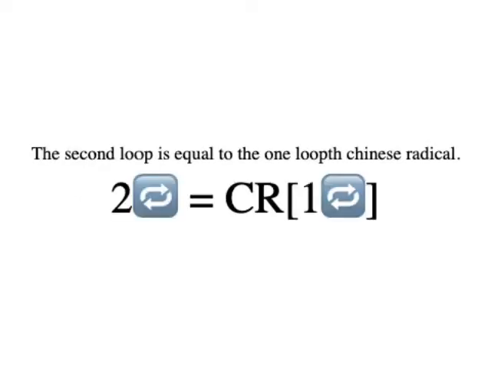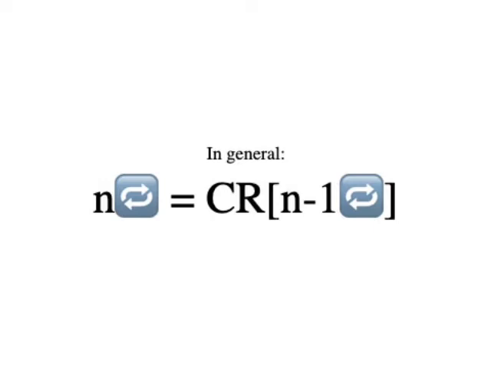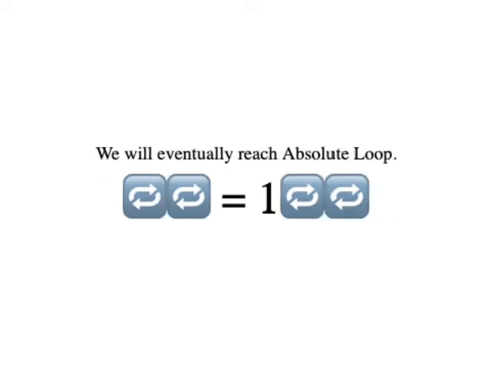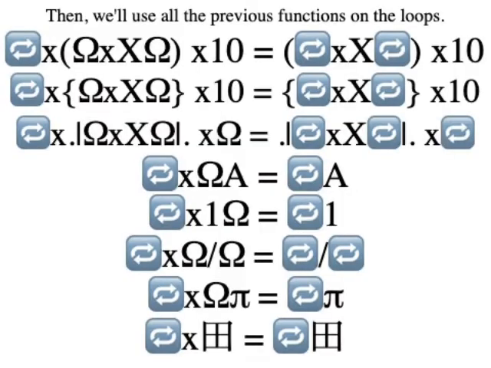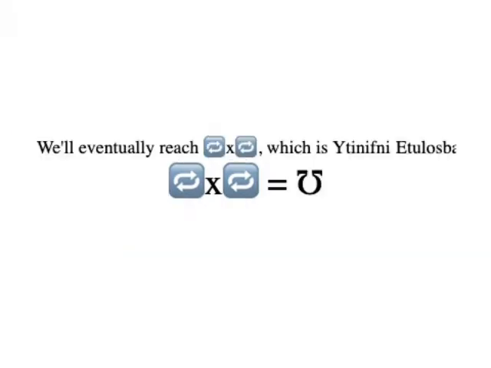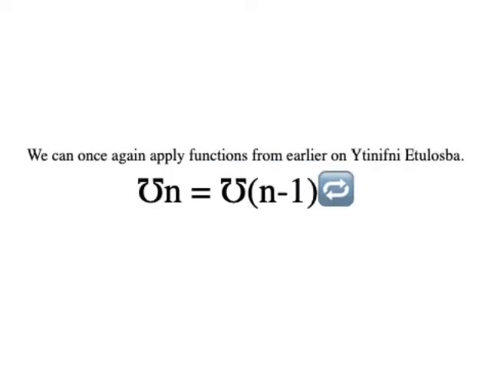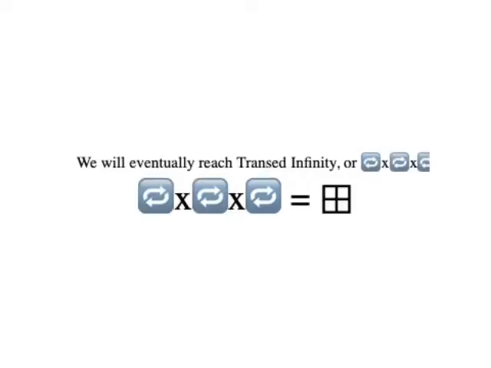The second loop is equal to the one loop Chinese radical. In general, we will eventually reach absolute loop. We'll start using excess at that point. Then, we'll use all the previous functions on the loops. We'll eventually reach loop x loop, which is unifnietu lospa. We can once again apply functions from earlier on unifnietu lospa. We will eventually reach trans infinity, or loop x loop.